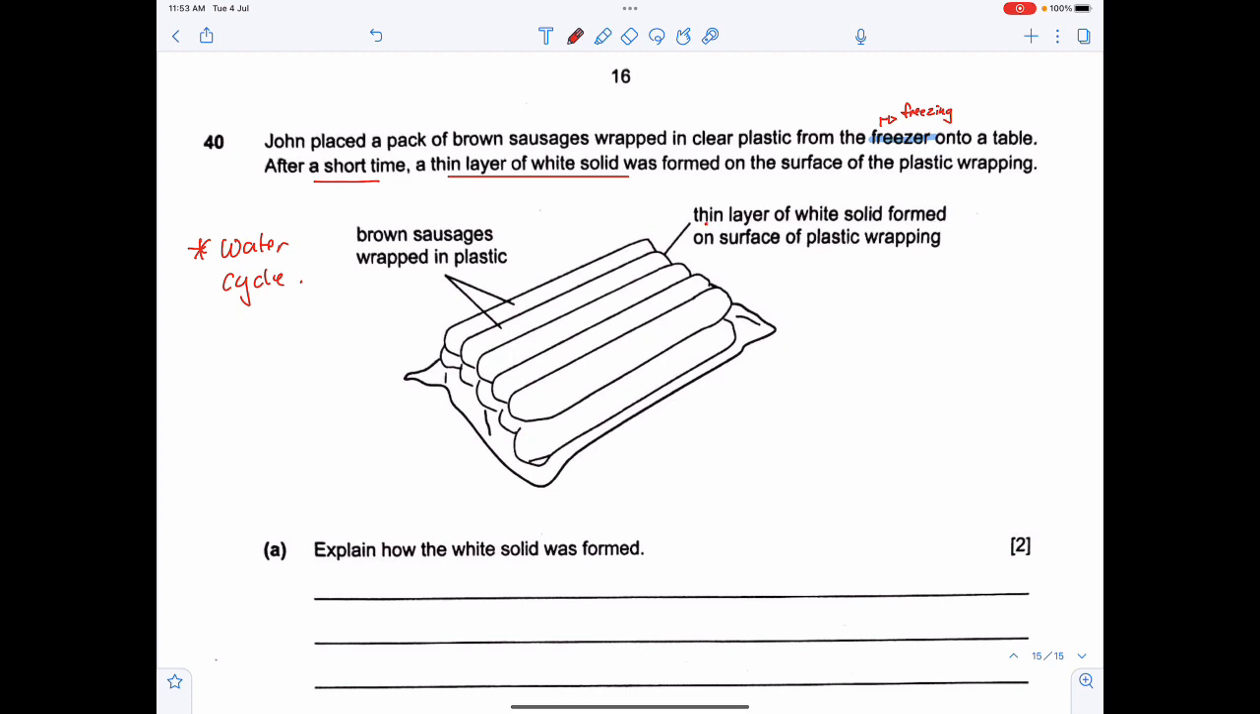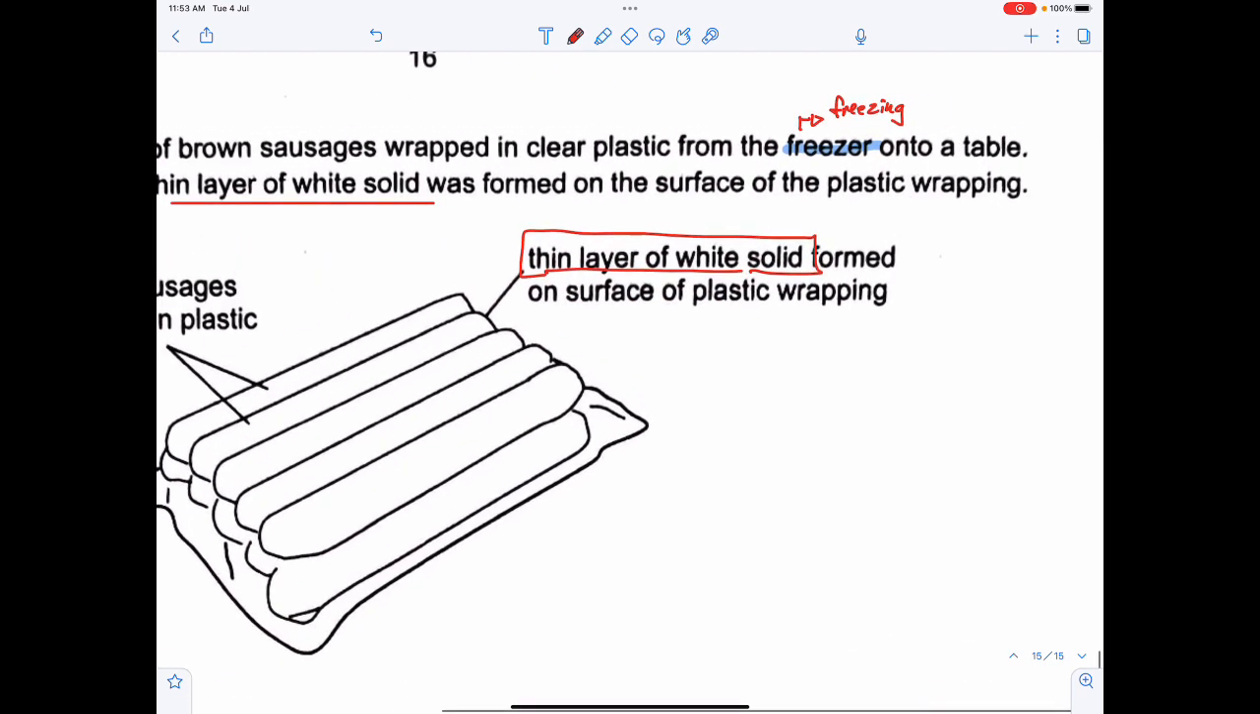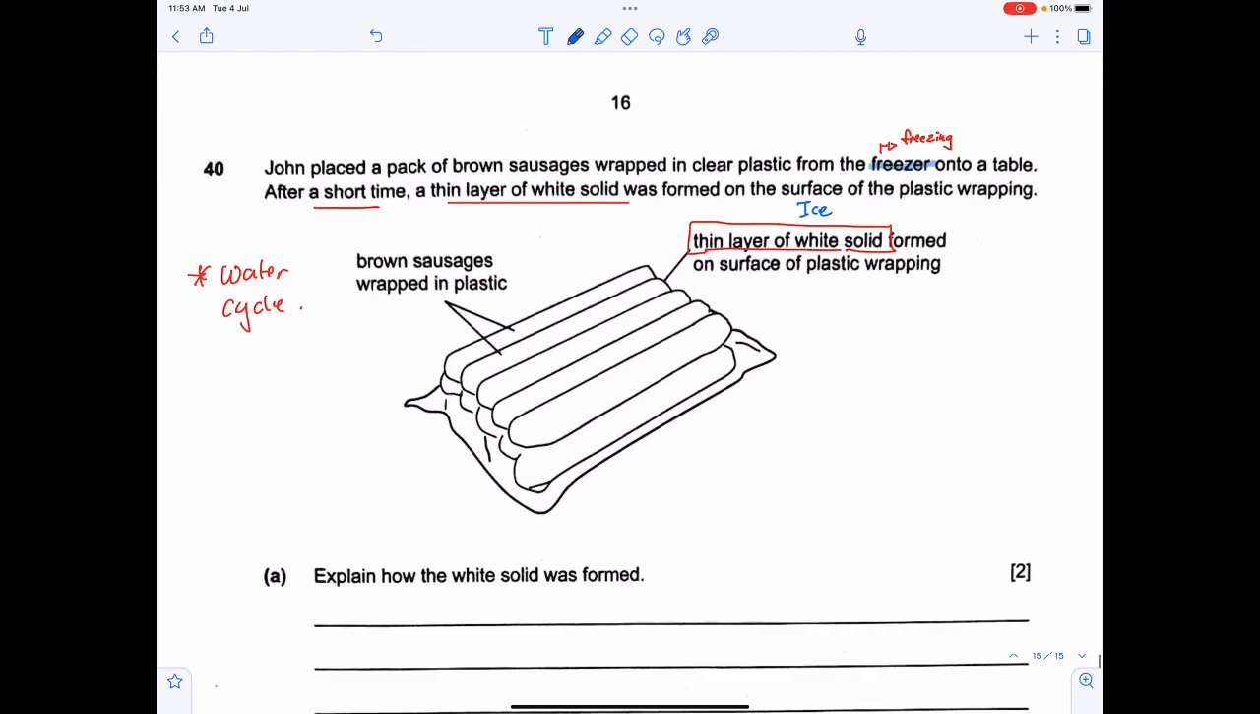So this thin layer of white solid, think about it. What could it be that is white and is solid, right? So when you think about it, what comes to my mind when it's related to water is actually ice. The fact that you can see it means that it cannot be water vapor, okay? And if it's a solid, it cannot be liquid water, so it's actually ice.